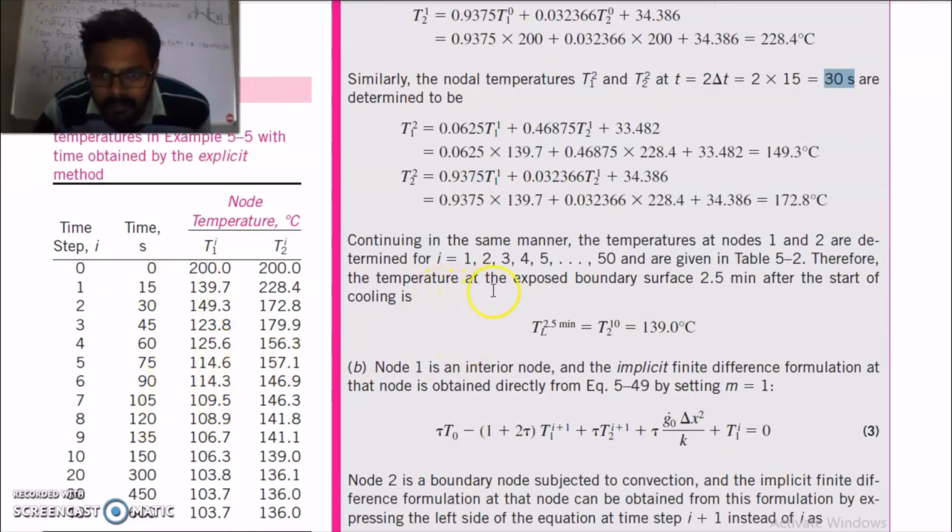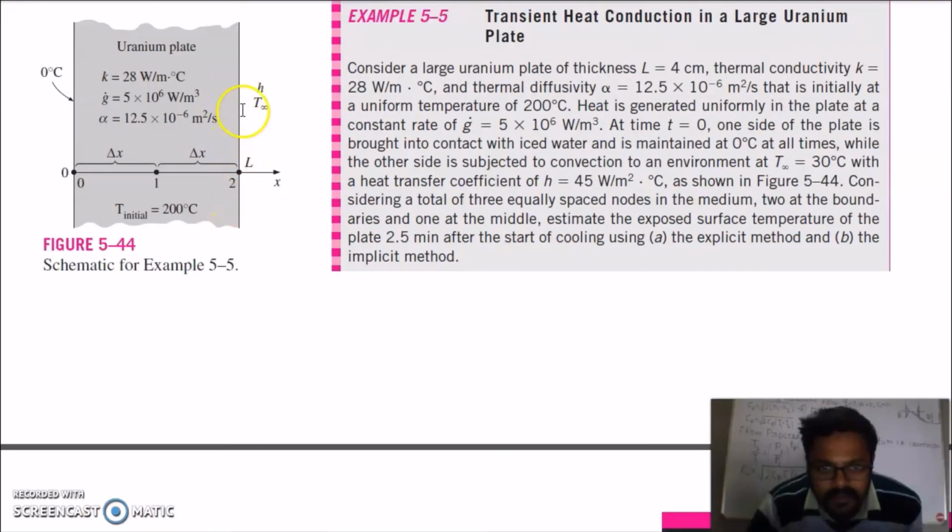So we have to find the temperature at the exposed boundary surface 2.5 minutes after the start of the cooling, where 2.5 minutes corresponds to, if you convert it to seconds, 150 seconds, and if you divide by del t, which is 15 seconds, it means the 10th step. So at the 10th step you had this value for T2i and T1i, which is 139. It means the boundary surface temperature after 2.5 minutes is 139 degrees Celsius, which is this surface temperature.